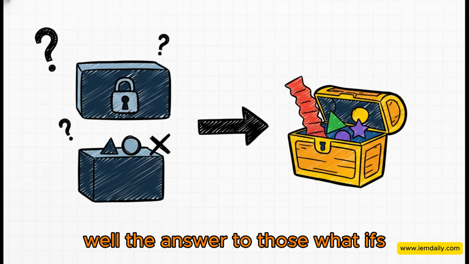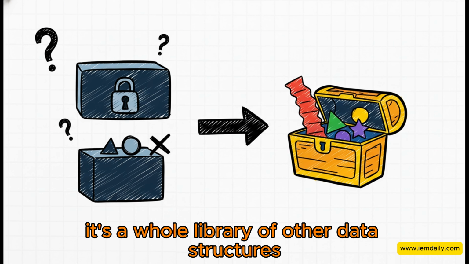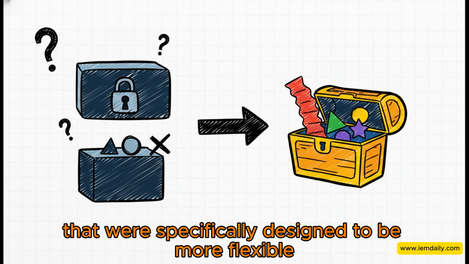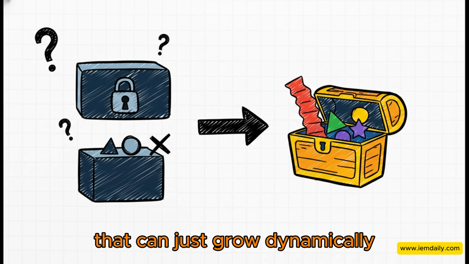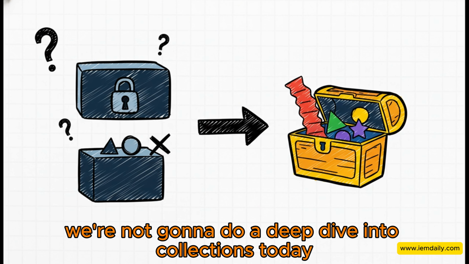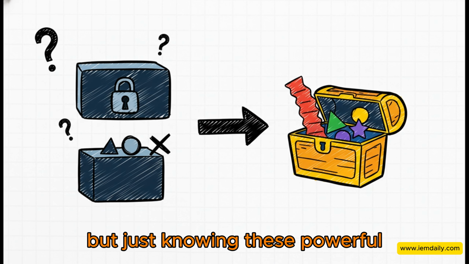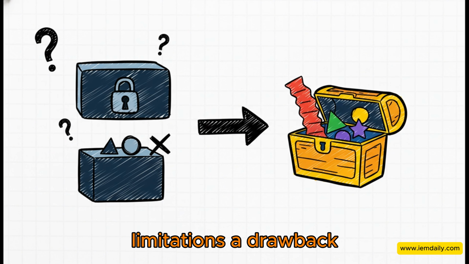Well, the answer to those what-ifs is the Java Collections Framework. It's a whole library of other data structures that were specifically designed to be more flexible. For example, there's something called an ArrayList that can just grow dynamically every time you add a new item. We're not going to do a deep dive into collections today, but just knowing these powerful, flexible options exist is why we can call an array's limitations a drawback.